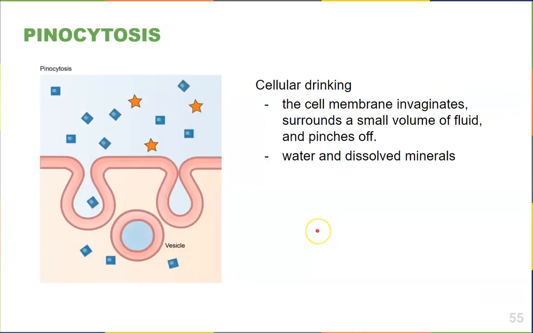Pinocytosis is called cellular drinking. I like to think Pinot like Pinot Noir, Pinot Grigio, like the wines, and that's how I remember that term. The cell is going to create a vacuole with liquid or water and dissolved materials or minerals in it, and it creates this vesicle. So again, a lysosome will meet up with the vesicle, digestive enzymes will be released, and the material inside of the vesicle will be digested and broken down into smaller usable parts.